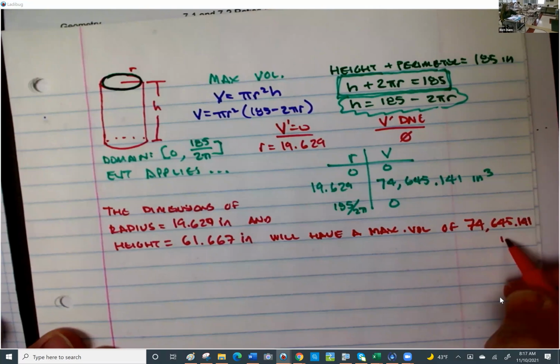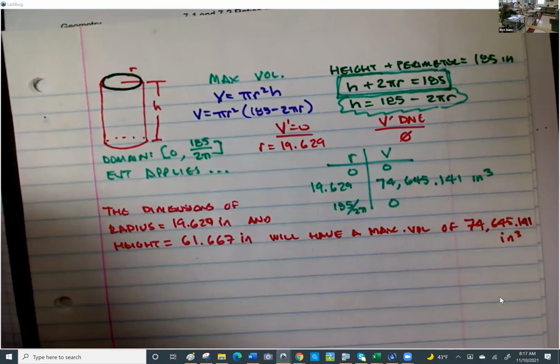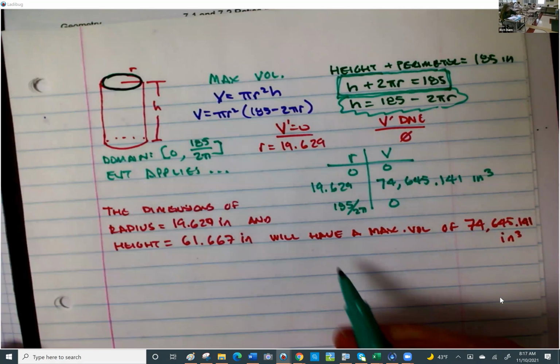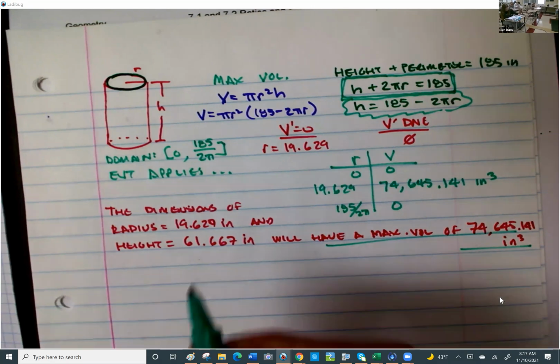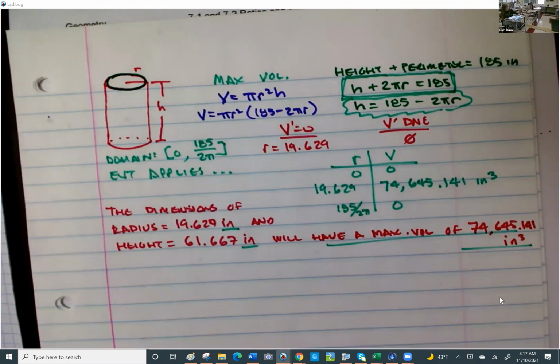74,645.141 inches cubed. So again, I did the same thing again, added that on there just to make sure. I've got my, also notice I do have my units. Okay. That will be a point on many of your work problems. Yeah. We're going to keep moving on.